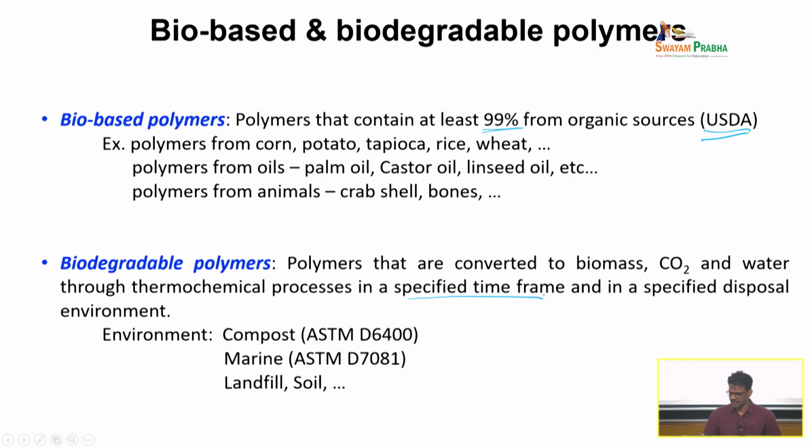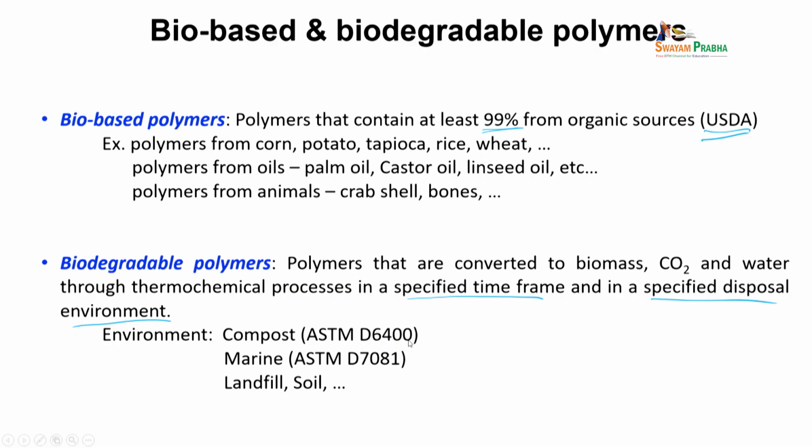Now there is another terminology, which is biodegradable polymers. Biodegradable polymers means that these are polymers that are converted to biomass, CO2 and water through various thermochemical processes in a specified time frame, in a specified disposal environment. If I have a polymer, regardless of its source, if it's able to convert into biomass, carbon dioxide and water in a certain time, in certain conditions, we call it a biodegradable polymer.